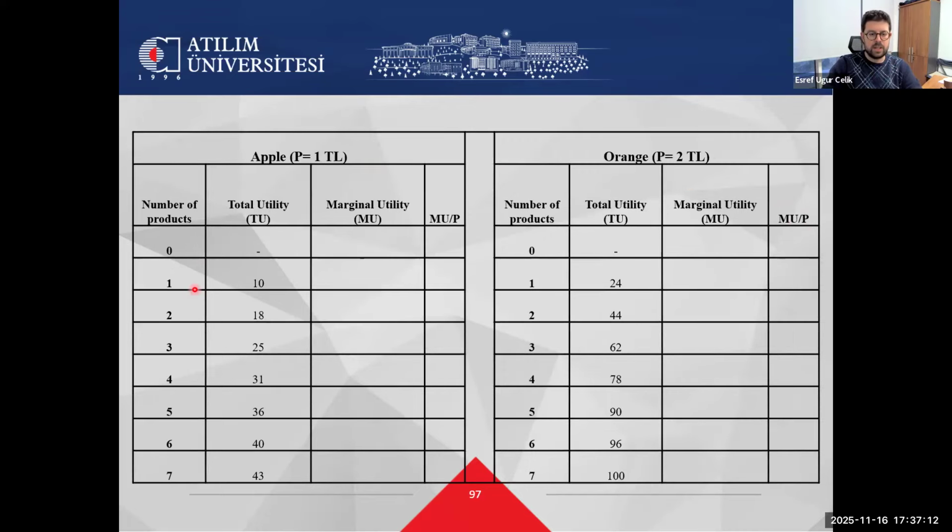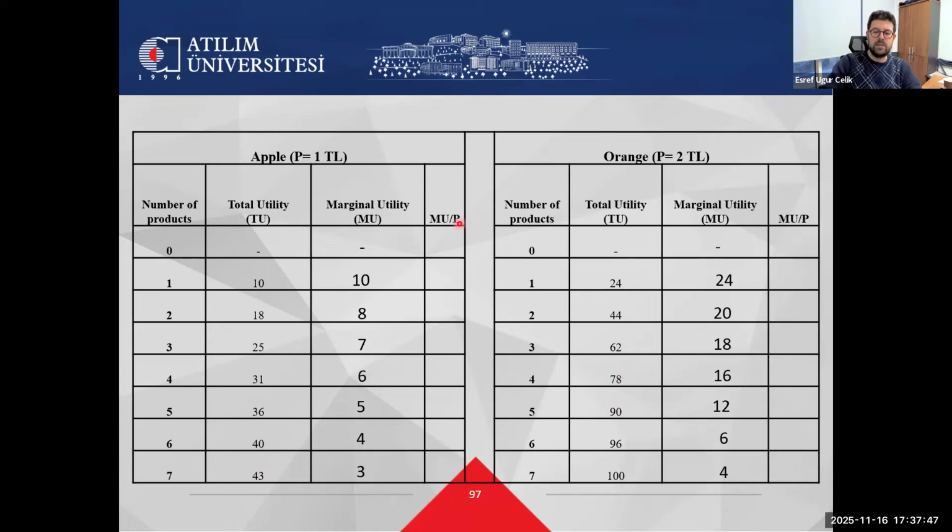Okay, let's do it together. At level 0, there is no marginal utility. For getting one more apple, the total utility goes from 0 to 10, so the difference is 10. Then 8, then 7, 6, 5, 4, 3. For the orange, 24, 20, 18, 16, 12, 6, 4.